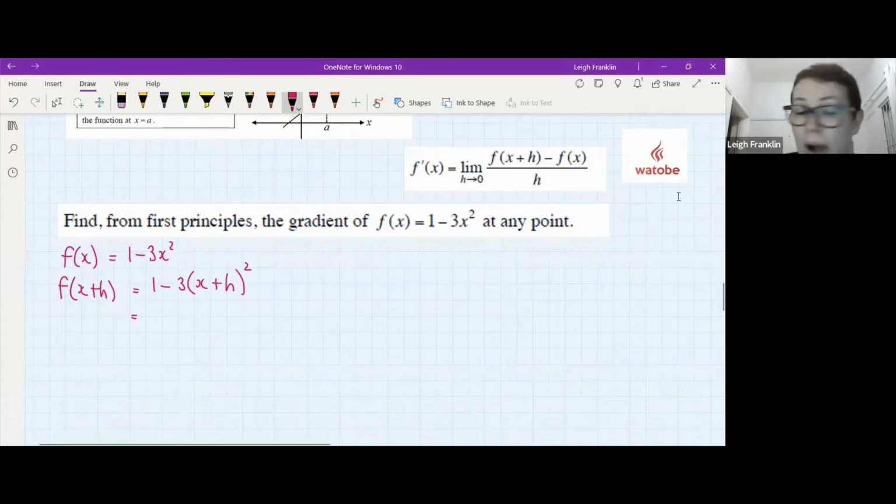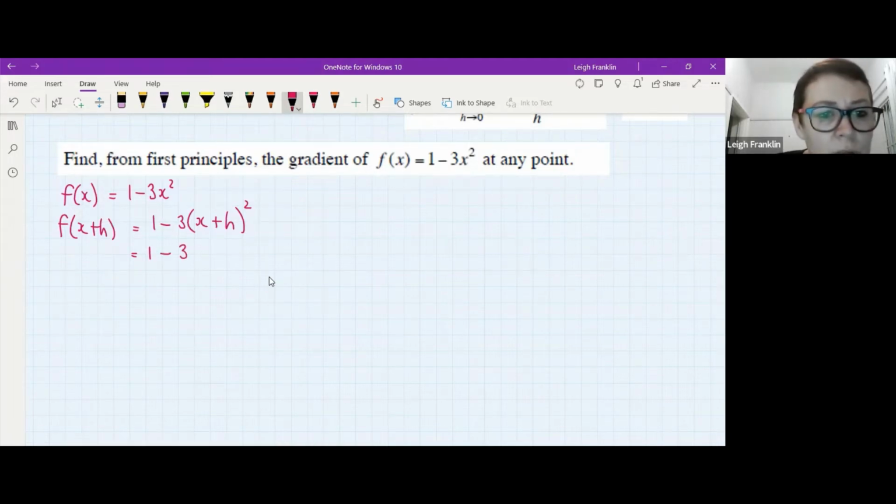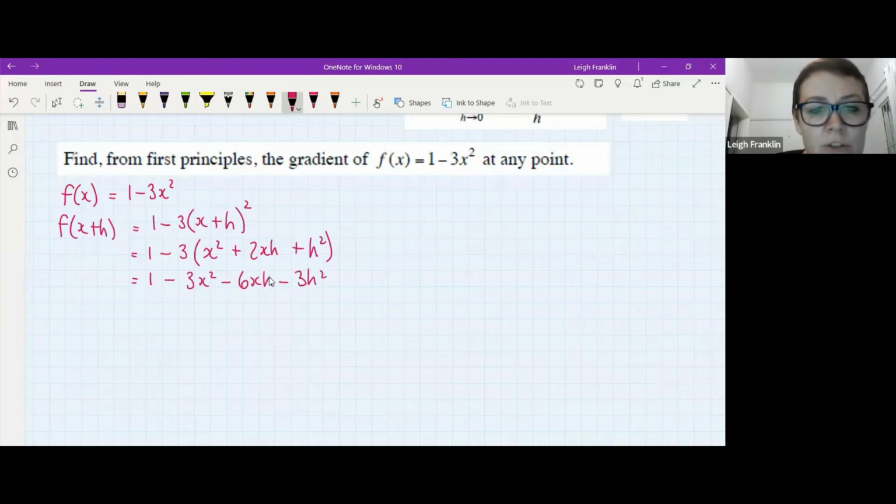Now let's remove our brackets. This is just normal grade 9 multiplying out. So we're going to have 1 minus 3. When we square our binomial, remember, it's square, double, square. So it's going to be x squared plus 2xh plus h squared. Get rid of the brackets and we will end up with 1 minus 3x squared minus 6xh minus 3h squared.